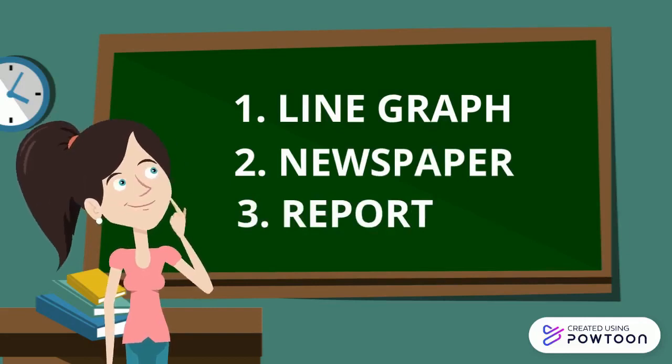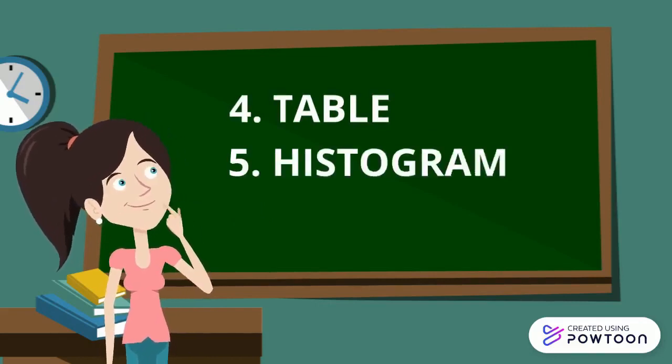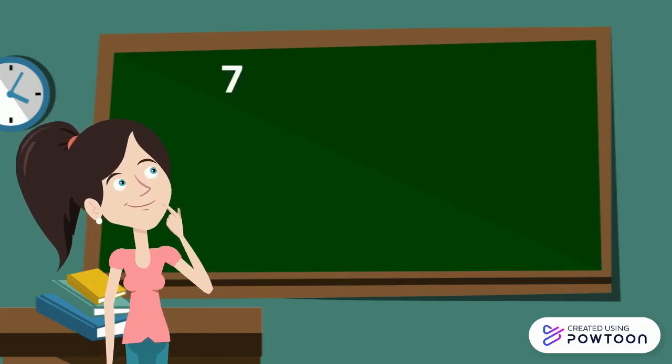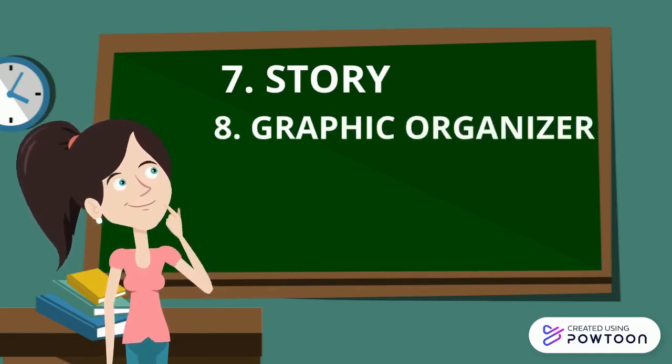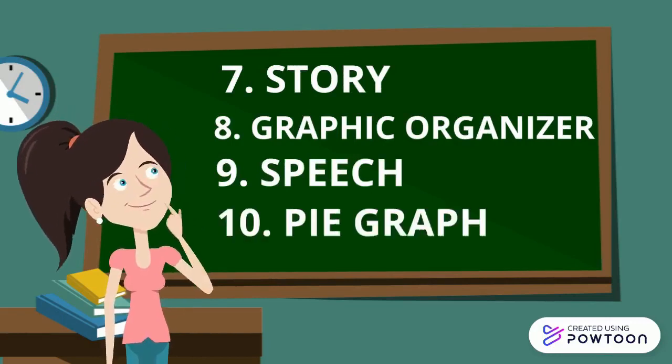Number 3, report. 4, table. Number 5, histogram. 6, Venn diagram. 7, story. Number 8, graphic organizer. 9, speech. And number 10, pie graph.